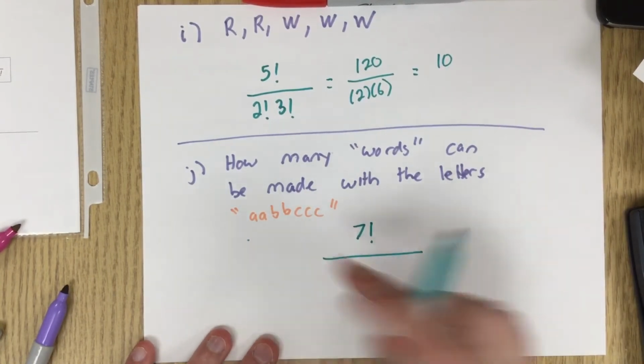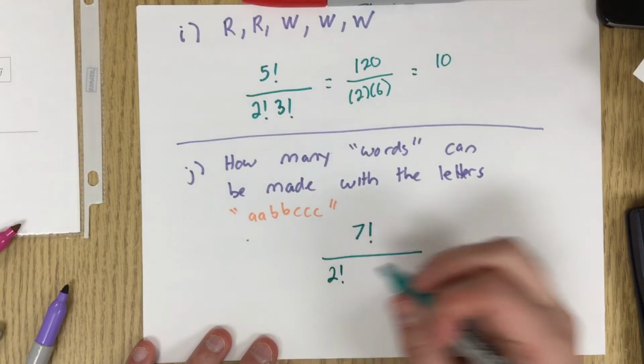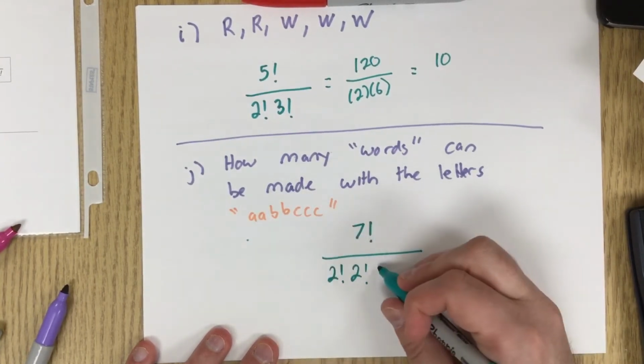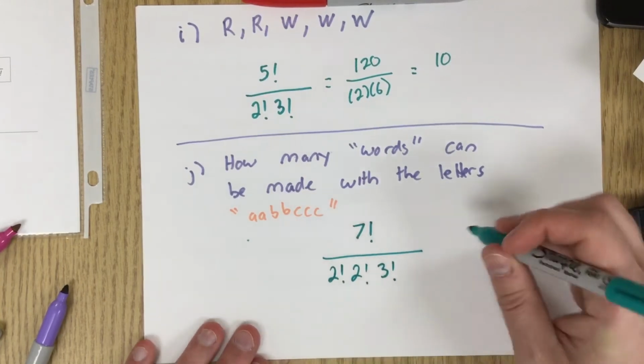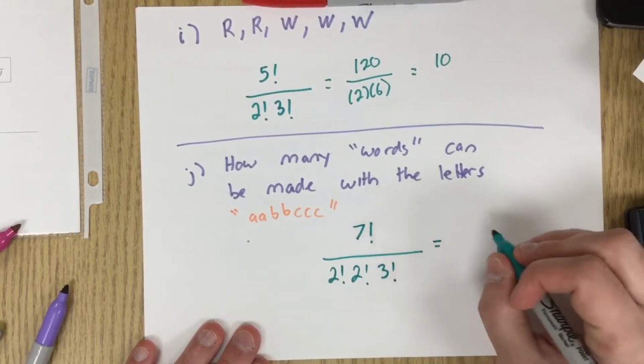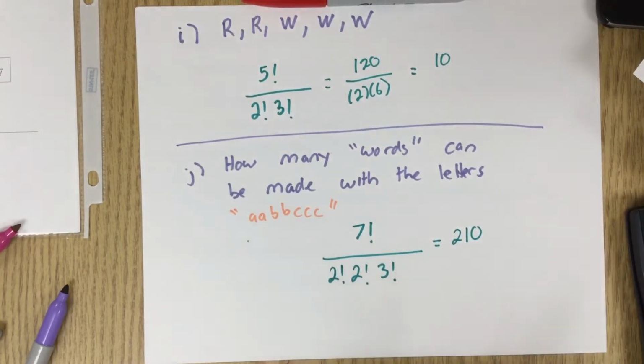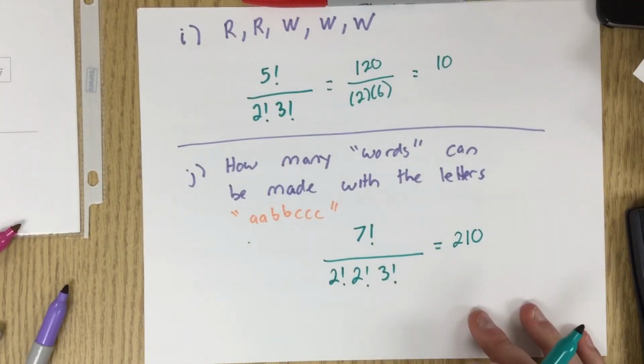However, there's 2 A's that are identical. So that'd be 2 factorial. And B's, 2 factorial. And 3 C's, 3 factorial. And if you plug that in correctly, you would get 210. And there'd be 210 different ways.